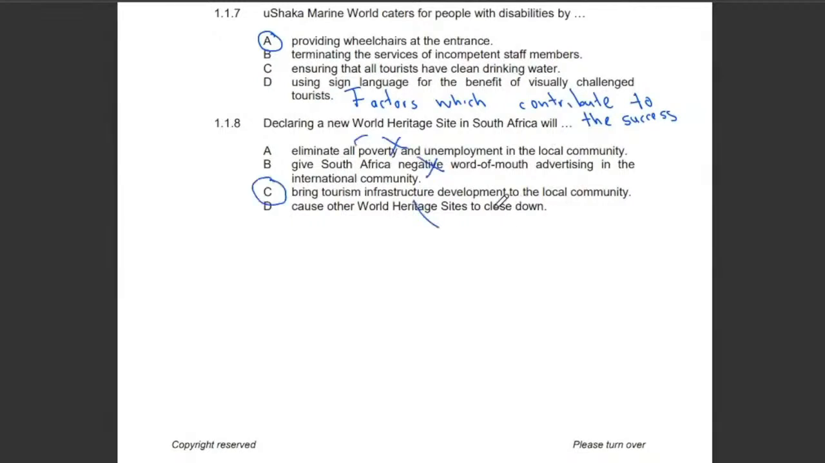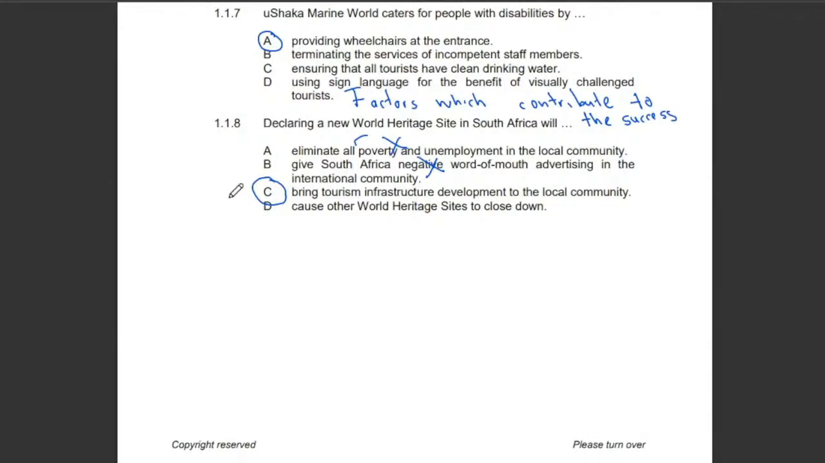Then also even services which take tourists to the actual World Heritage Sites will be built in that particular community. So C can be accepted as a correct answer.